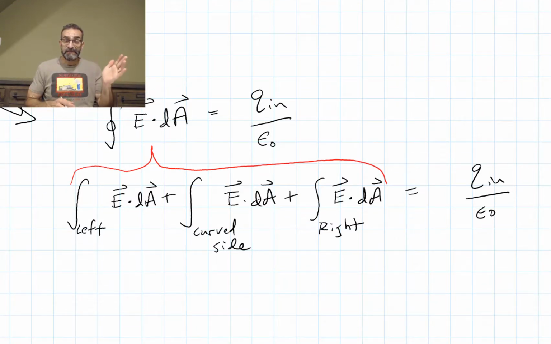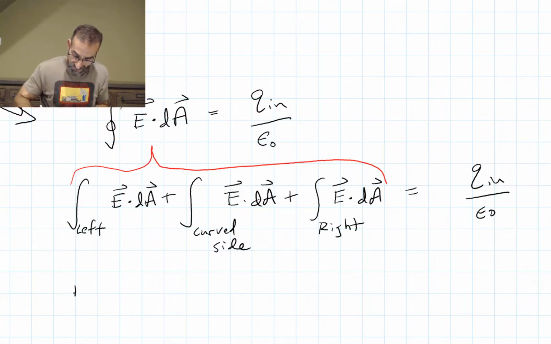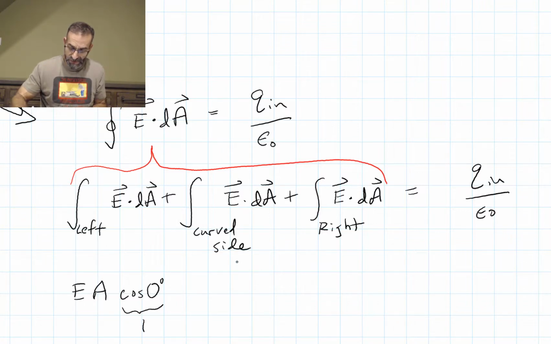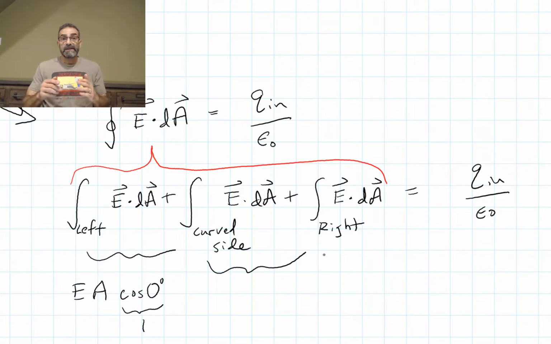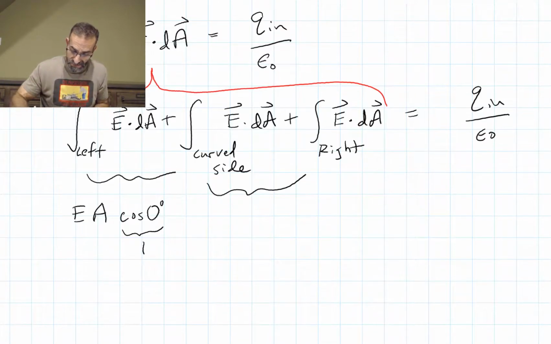The left side is perpendicular to the electric field. So this is just the electric field times the area times the cosine of 0 degrees, which is 1. The curved side, the electric field never penetrates it, right? It just skims along the top. So that gives us 0.